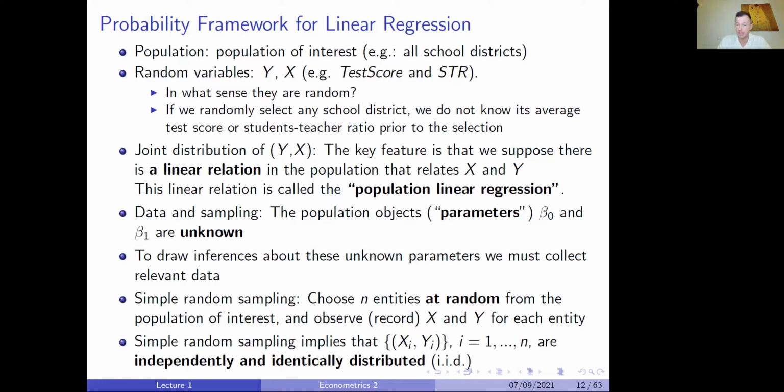So simple random sampling implies that these pairs of x and y for each observation from 1 to n are independently and identically distributed, which means that their distribution is, first of all, independent of each other. So when I collect data on the second district, I cannot predict its outcome based on the outcome of the first district. They are independent of each other.